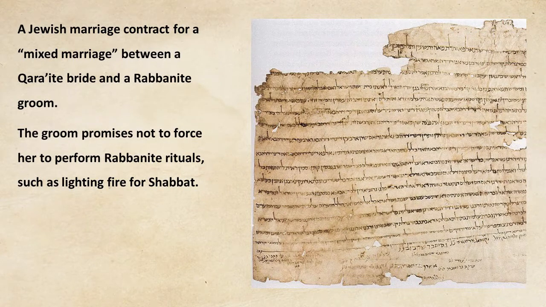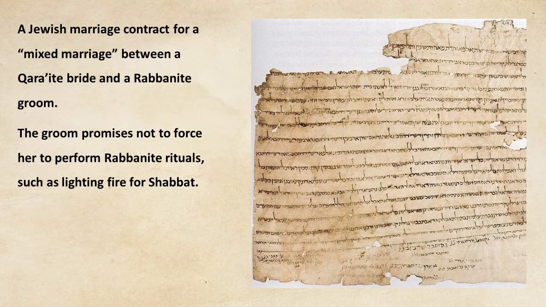Okay. Now we go to what is this, Kevin? A Jewish marriage contract for a mixed marriage between a Karaite bride and a Rabbinite groom. The groom promises not to force her to perform Rabbinite rituals, such as lighting fire for Shabbat.